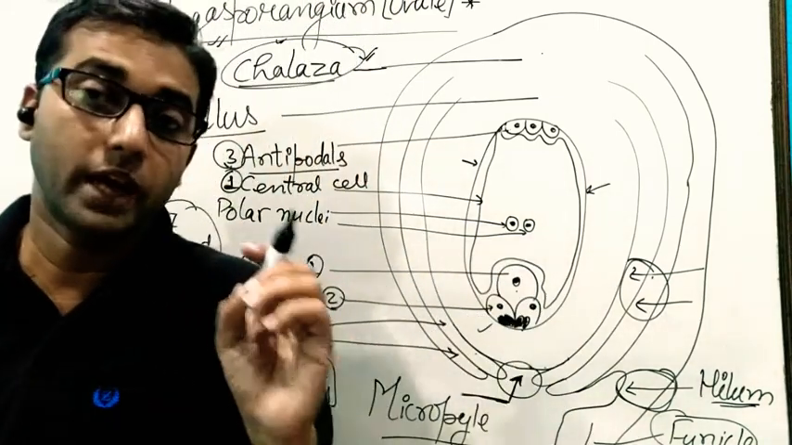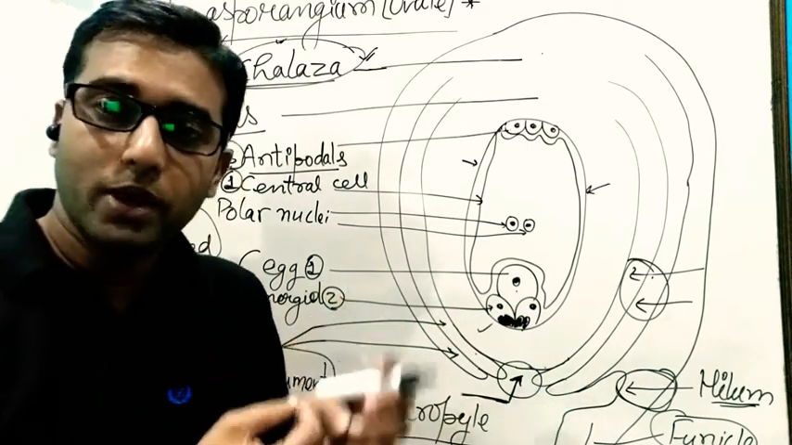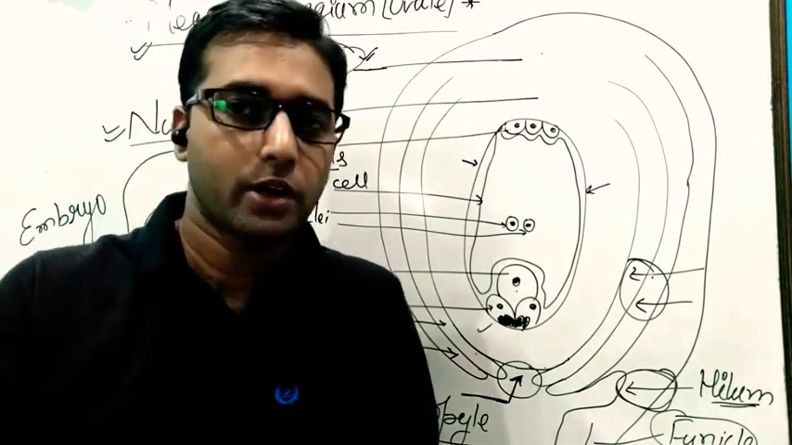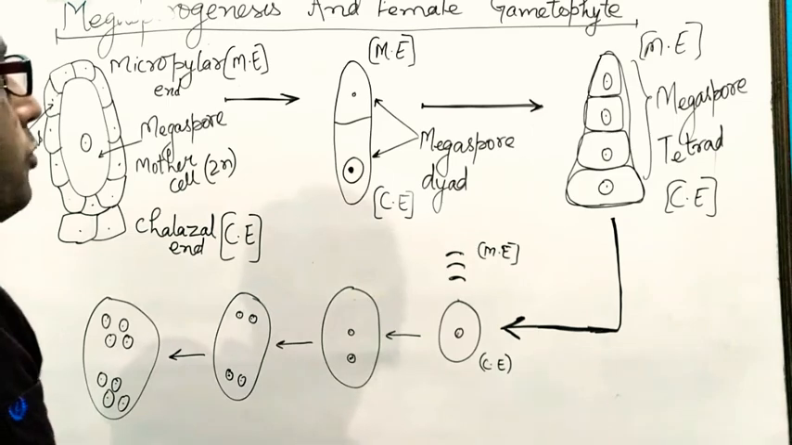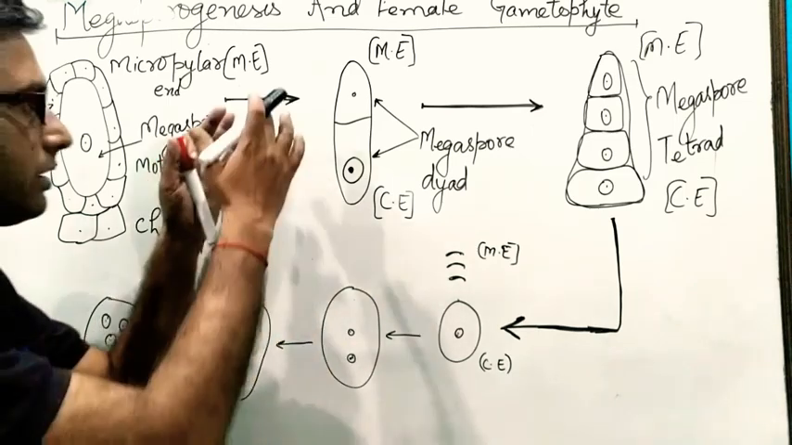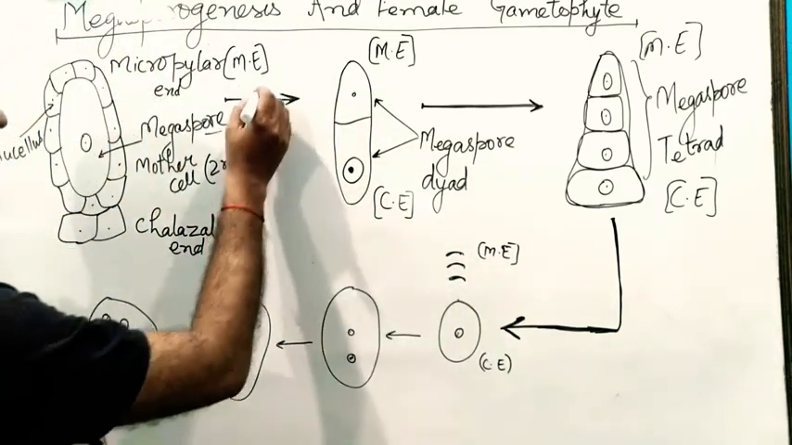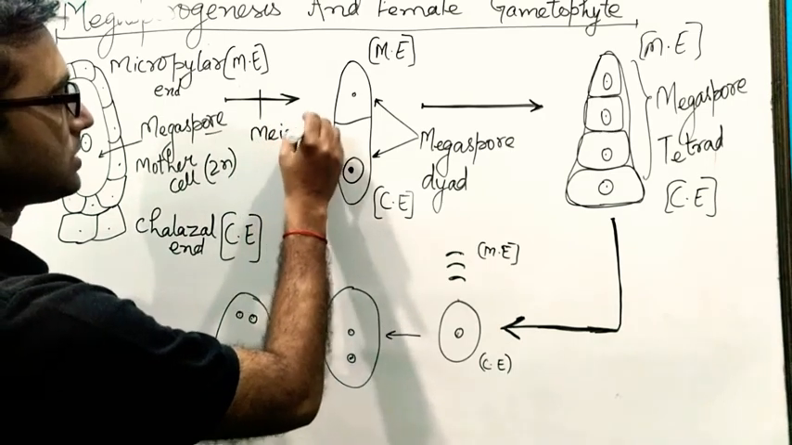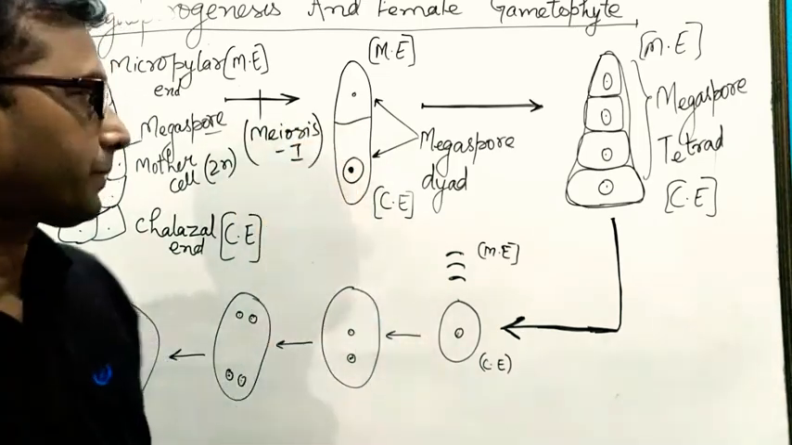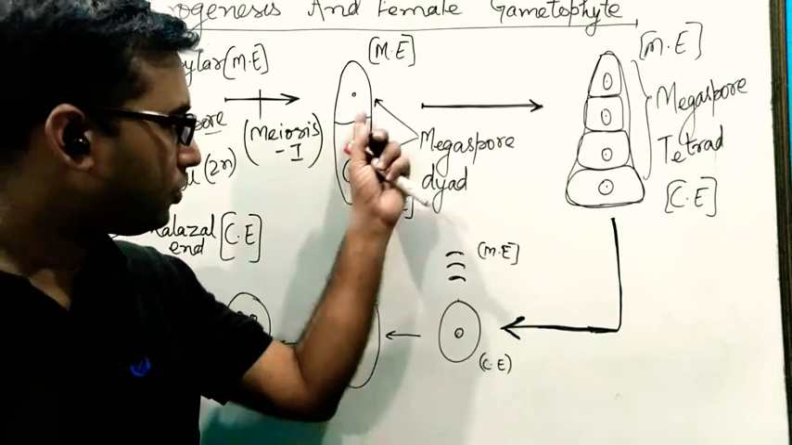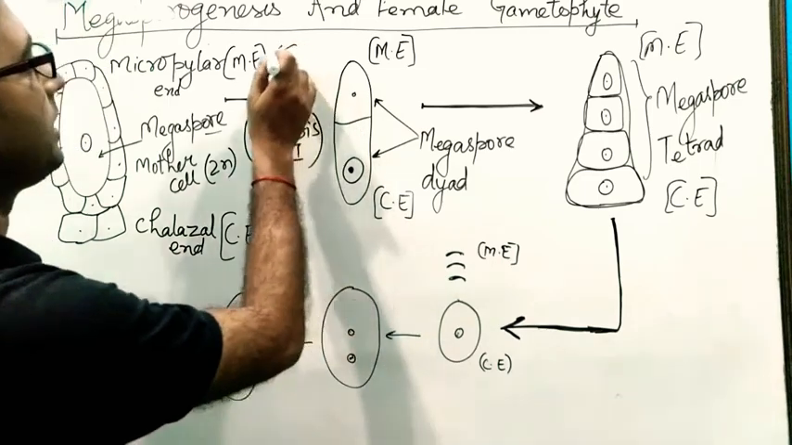Now we are moving to the part where we have to understand how this embryo sac or female gametophyte is formed, the development of the female gametophyte. The formation of the female gametophyte takes place in the ovule. The megaspore mother cell undergoes meiosis. Here meiosis takes place, and after meiosis 1, two cells are formed. This is the micropylar end and this is the chalazal end.